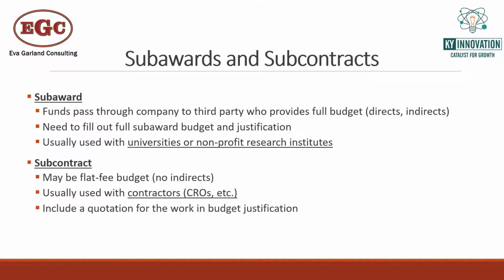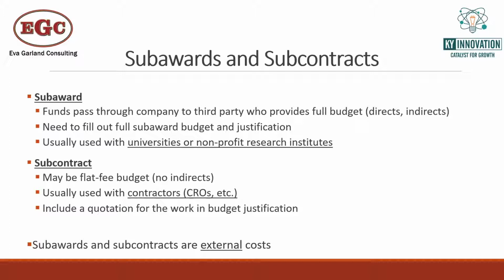When you create your budget justification, make sure you include the quotation that the subcontractor has provided to provide evidence of where that number is coming from. Depending on the agency, you may be putting that quote in the budget justification. You might be including it in letters of support. Either way is fine, but just make sure that that quotation gets into your grant proposal. Okay, and a reminder that both subawards and subcontracts are external costs.